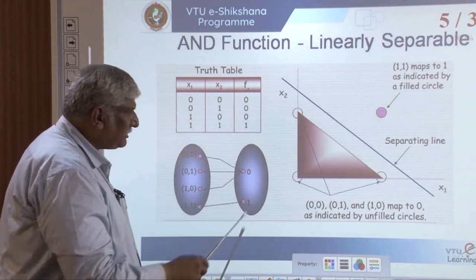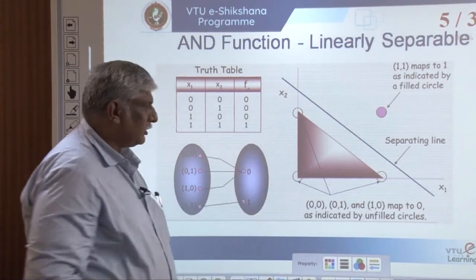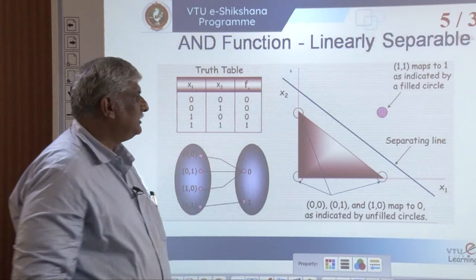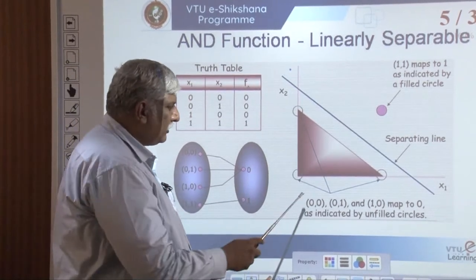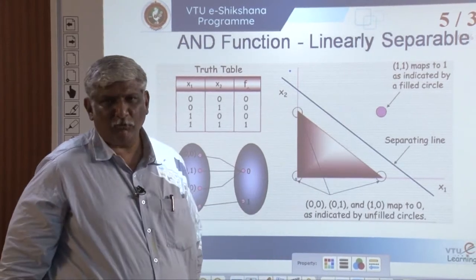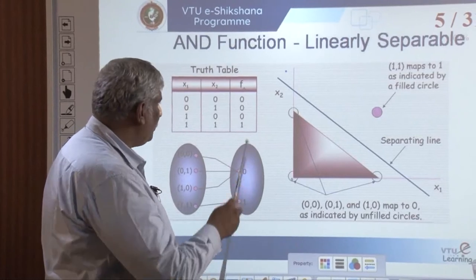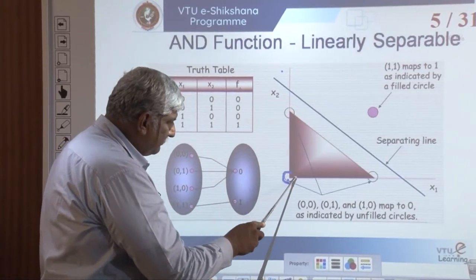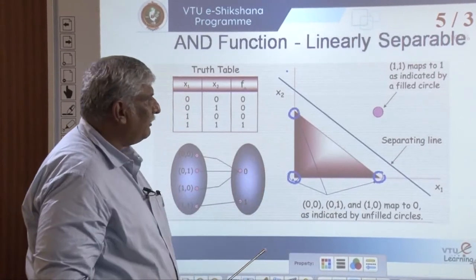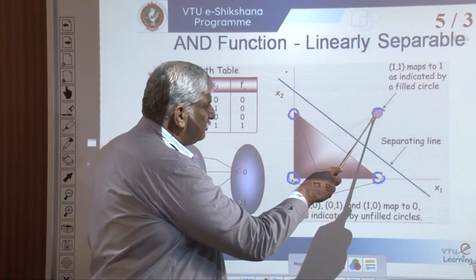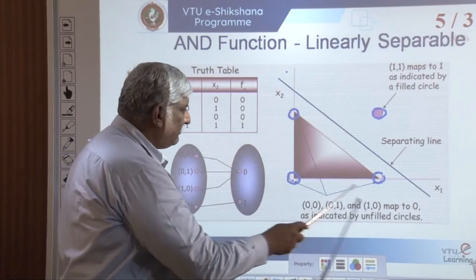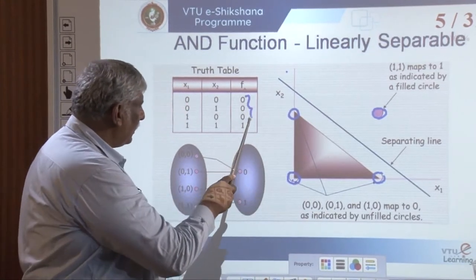Now, if we plot these values in a simple graph, we take x1 on the x-axis and the second input on the y-axis, and we have 4 points: 0 0, 0 1, 1 0 and 1 1. Now we mark each 0 output as a circle, so the values that are zeros are marked as circles, and whenever I have a 1, it is marked as a filled circle, filled with some color. So now this is one category and this is another category.